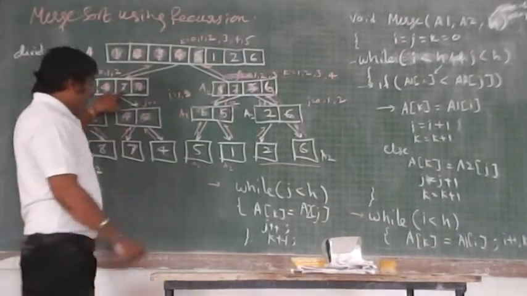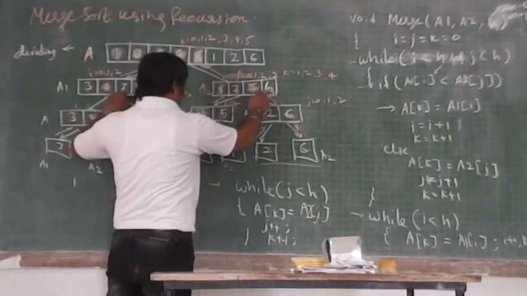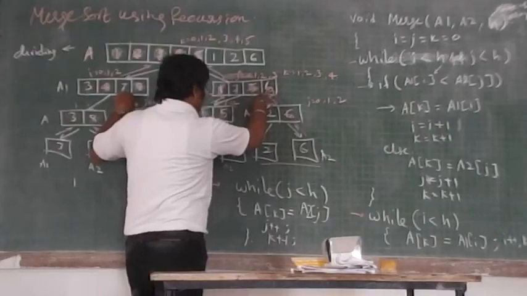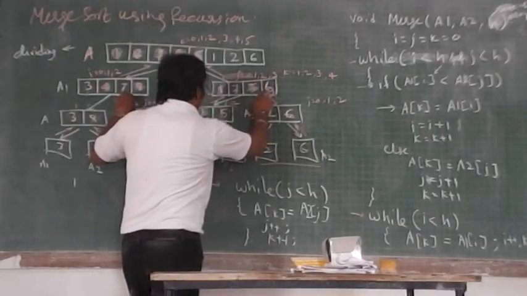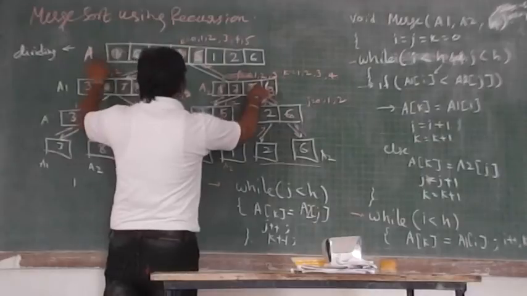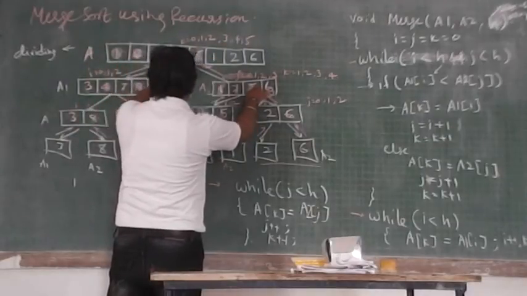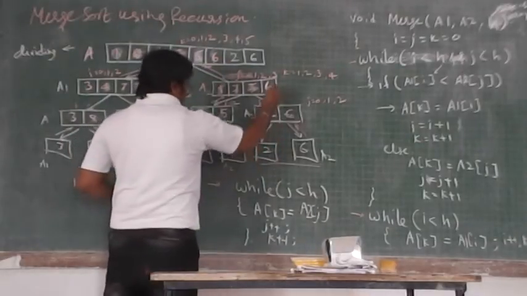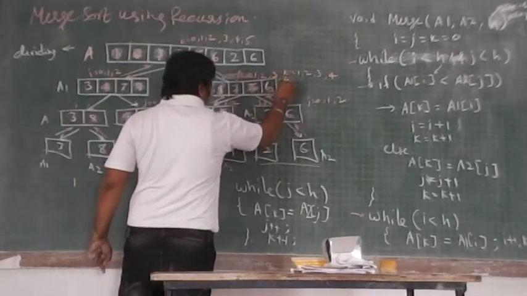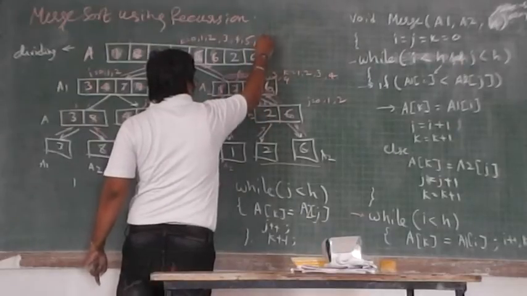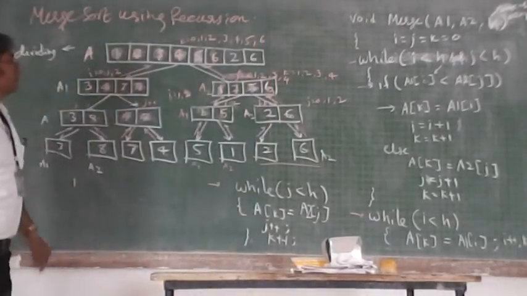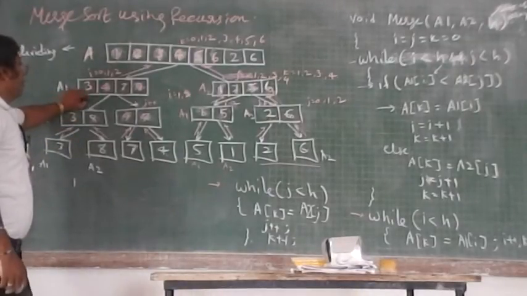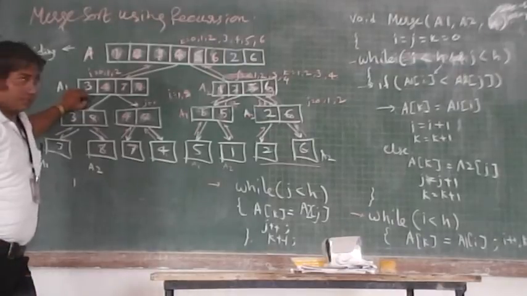So the second element I compare with the third element, means this 7 I compare with 6. I found 6 is the smaller one. So where should 6 go? A5: 0, 1, 2, 3, 4, 5. So 6 comes to here. J becomes how much? 4. K becomes 6. So in this case, the while loop breaks.